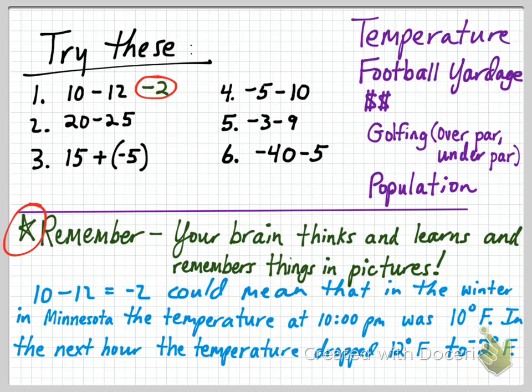So if you're starting at 10 degrees Fahrenheit, maybe we draw a little thermometer here. Down here is 0 degrees. Initially you're at 10 degrees Fahrenheit, but then you drop 12 degrees, and you can see that 10 minus 12, you're down here at -2 degrees Fahrenheit. There are all kinds of different ways to think about these numbers. But again, guys, your brain thinks, remembers and learns in pictures. You've got to tie a picture to what you're learning, otherwise you're not going to retain it.